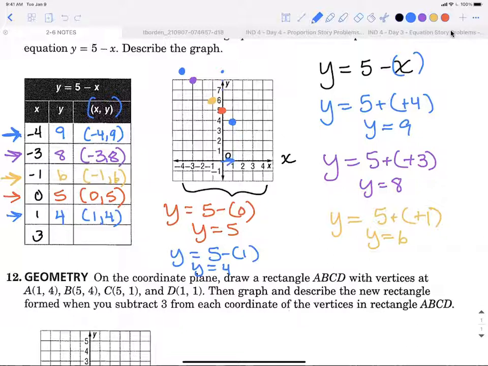Okay. And then last, thankfully, we only have to do it 6 times. Last is, do it one more time. And this time I'm doing it with a 3, because that's the last one on my table. So y equals 5 minus 3, which is 2. So I plug a 2 in here. And then I write my ordered pair, (3, 2), and I graph over 3, up 2.